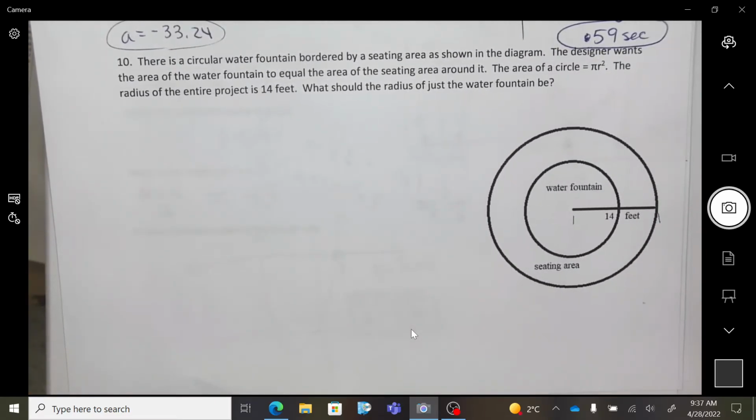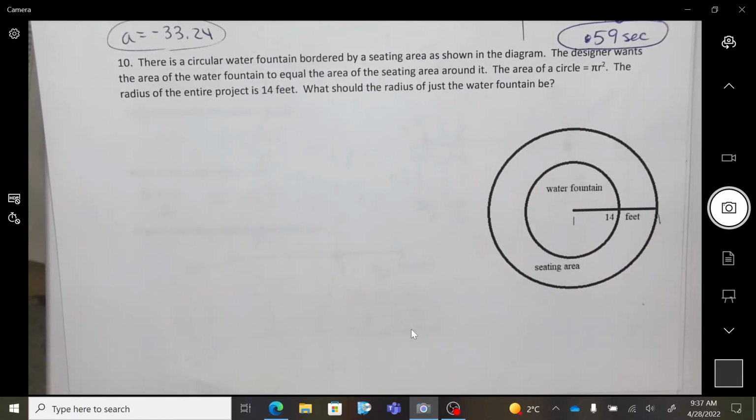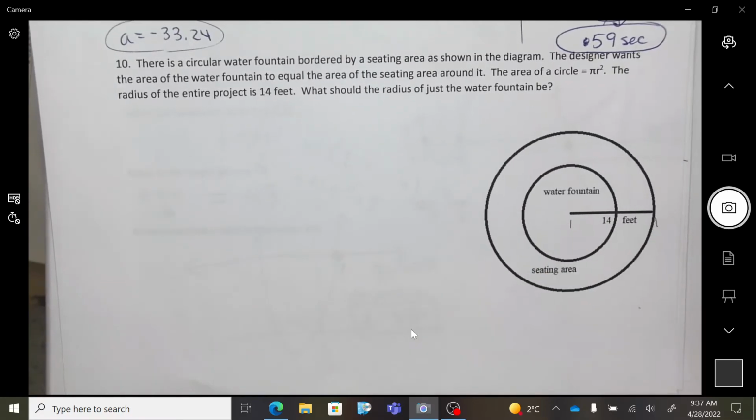Okay, we have a circular water fountain, and then we're going to put some seating area around it. The designer wants the area of the water fountain to be the same as the seating area. So pi r squared is the area of a circle. The radius for the entire project is 14 feet. So what should be the radius of just the water fountain?